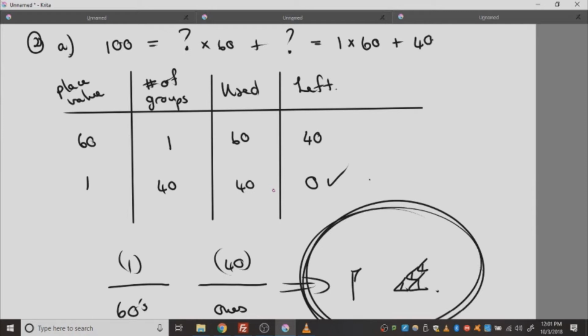So where did you get the 1? How many groups of 60 can you fit into 100? Just one, because 2 would be 120 and I don't have that. Then how much is left? 40 is left, and the leftovers are all collected by the 1s. So right now the table is overkill.